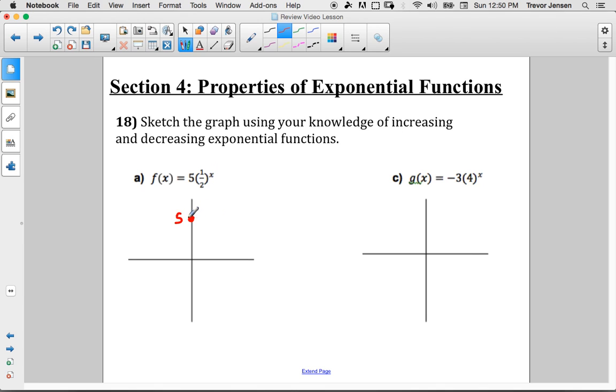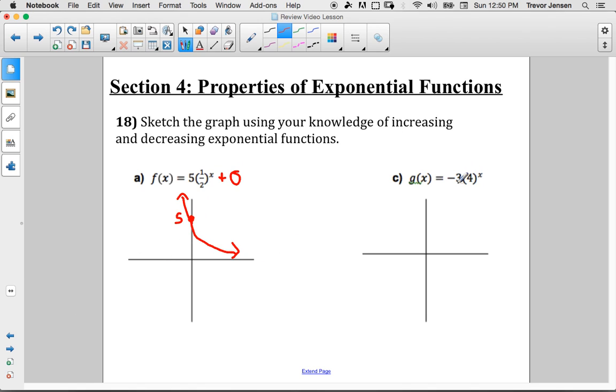So that means as we go from left to right, this 5 is going to repeatedly cut in half, so it's going to repeatedly go down. So the function is going to, I should make it curved a bit more. It's going to look roughly like this. That's roughly what the function will look like, because keep in mind there's a c value of 0, so the horizontal asymptote is just at 0.